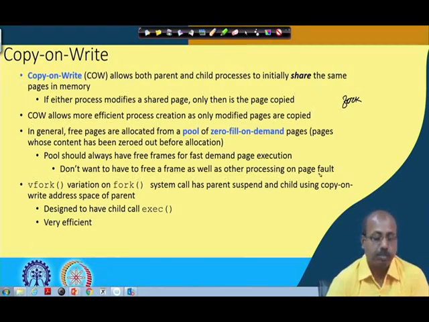Only then will the page be copied. This copy on write allows more efficient process creation, as only modified pages are copied. Other pages will not be copied; they will be shared. In general, free pages are allocated from a pool of zero-fill-on-demand pages, so pages whose content has been zeroed out before allocation. We have to have some pool of free pages, and whenever a demand comes for a free page, it is allocated from that pool.